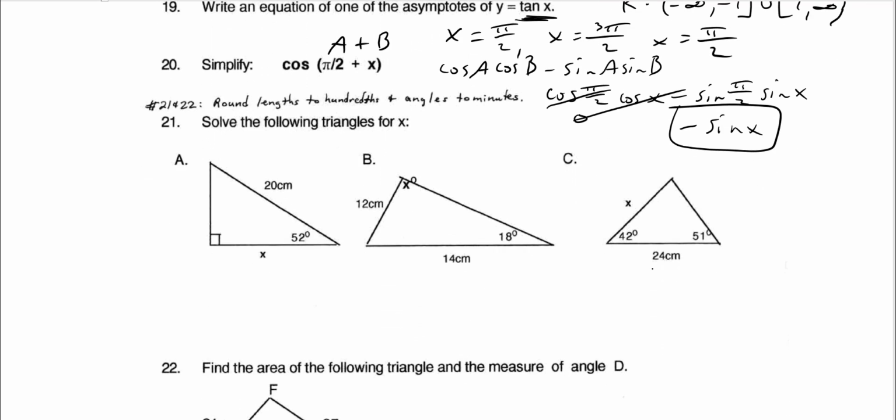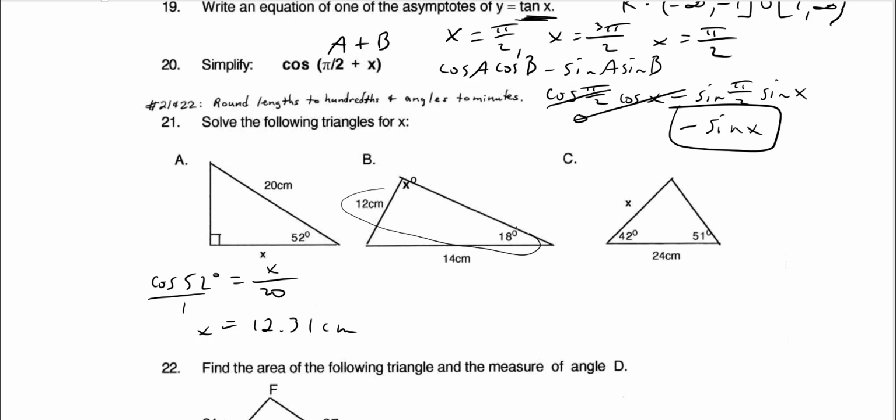We're still going along here. 2122 says round lengths to the nearest hundredth and angles to the nearest minute. Okay, so the first one's a really easy problem because that is just right triangle trig. I'm looking for x, so I'm using cosine because cosine is adjacent over hypotenuse. So cosine of 52 degrees, of course being a calculator problem, is equal to x over 20, cross multiply, and x comes out to be 12.31 centimeters.